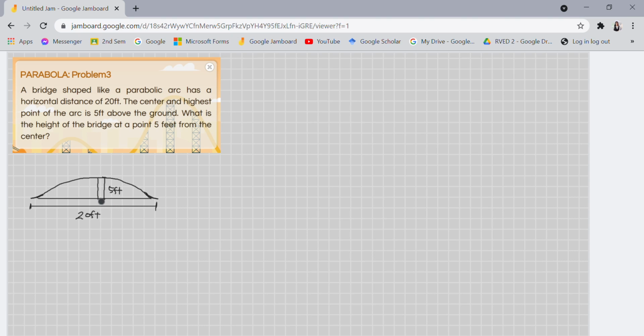So, from the center, itong center part natin, layo tayo dyan ng 5 feet. So, move tayo ng 5 feet, kunwari dito. Okay, halfway. So, ang tinatanong, gaano siya kahaba dito sa part na to? Ganon din sa kabilang side. Symmetrical sila. Gaano siya kataas? Okay? Sa part na yun, 5 feet from the center of the bridge. Okay? So, kung dun sa center siya ay 5 feet, probably mas mababa siya dun sa part na yon.